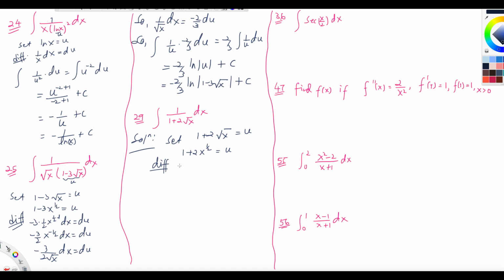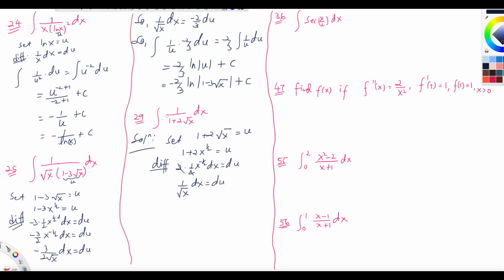Derivative of 1 is 0, plus 2 times 1/2 x to the negative 1/2. What do you get? The 2 and the 1/2 cancel out, and then dx will be du. So you get 1 over root x, because when you move that to the denominator you get root x, 1 over root x, and then dx will be du.